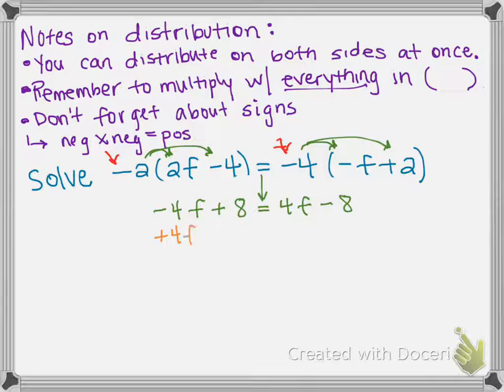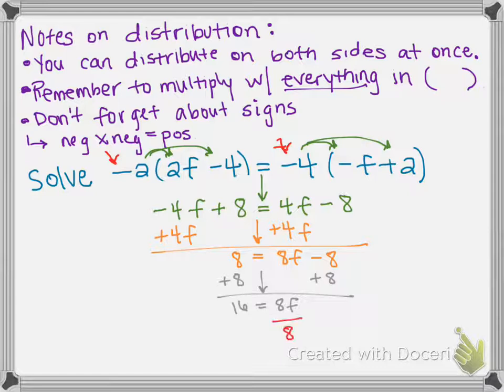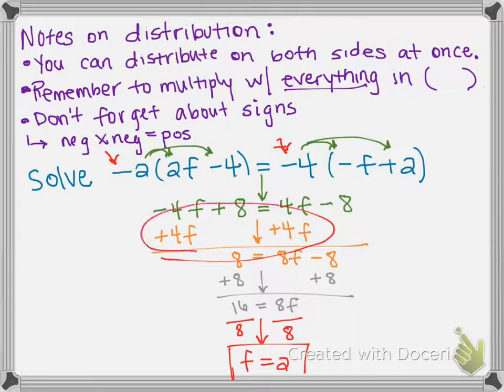You want to get all your variables to one side and then all of your constants to the other to isolate that variable. And we end up with f equals 2. Now in every other problem I had moved the variable from the right to the left hand side of the equation. But notice this time I did not. I actually moved it from the left to the right side of the equation. Either way is okay and correct. Either way you will end up with the same answer.